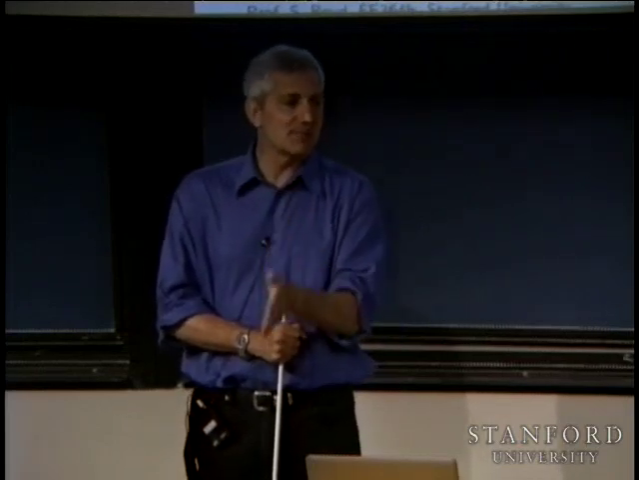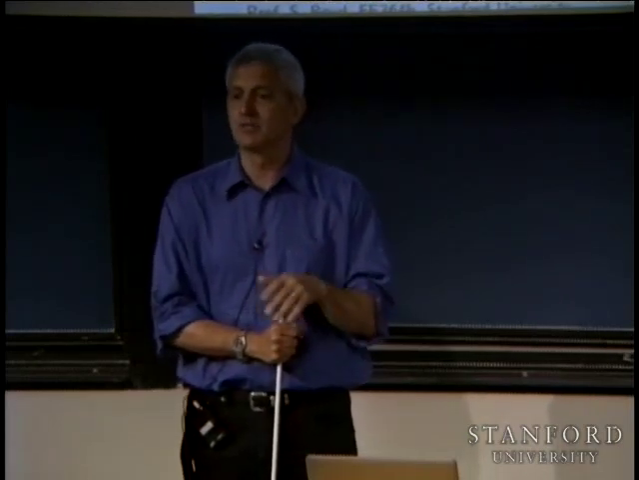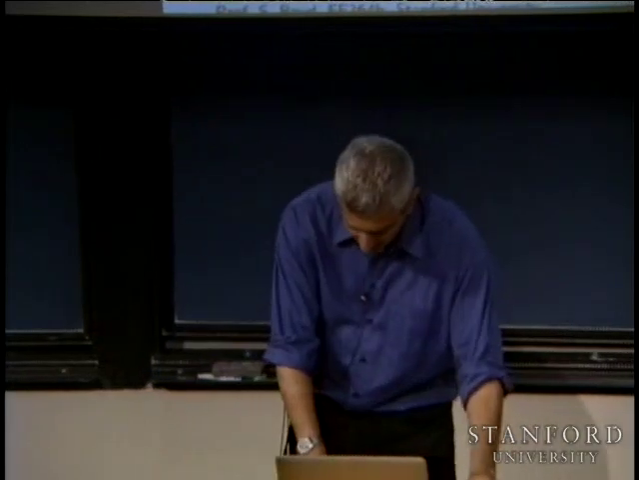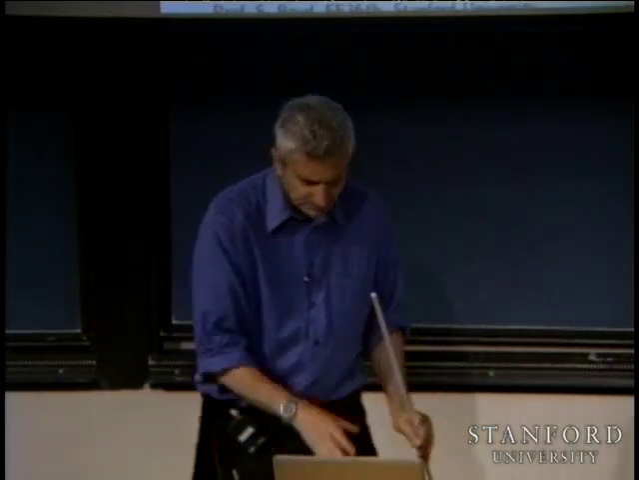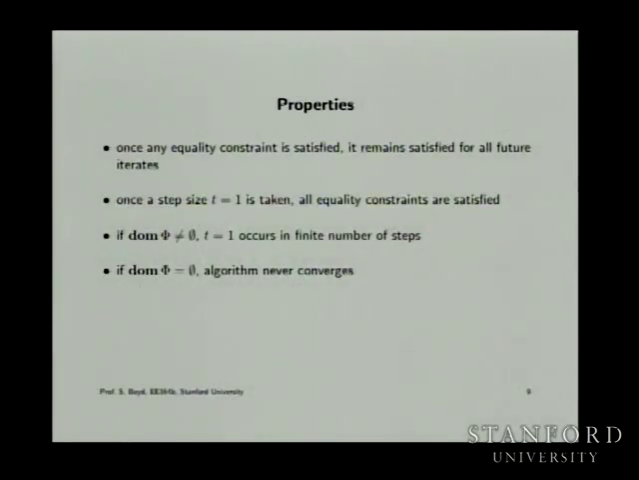Any equality constraints initially satisfied will remain satisfied during the algorithm. Then there will be a point at which you take a step size of 1, after which all equality constraints will be satisfied. So that's how that works. Okay. I think I already said all these things.